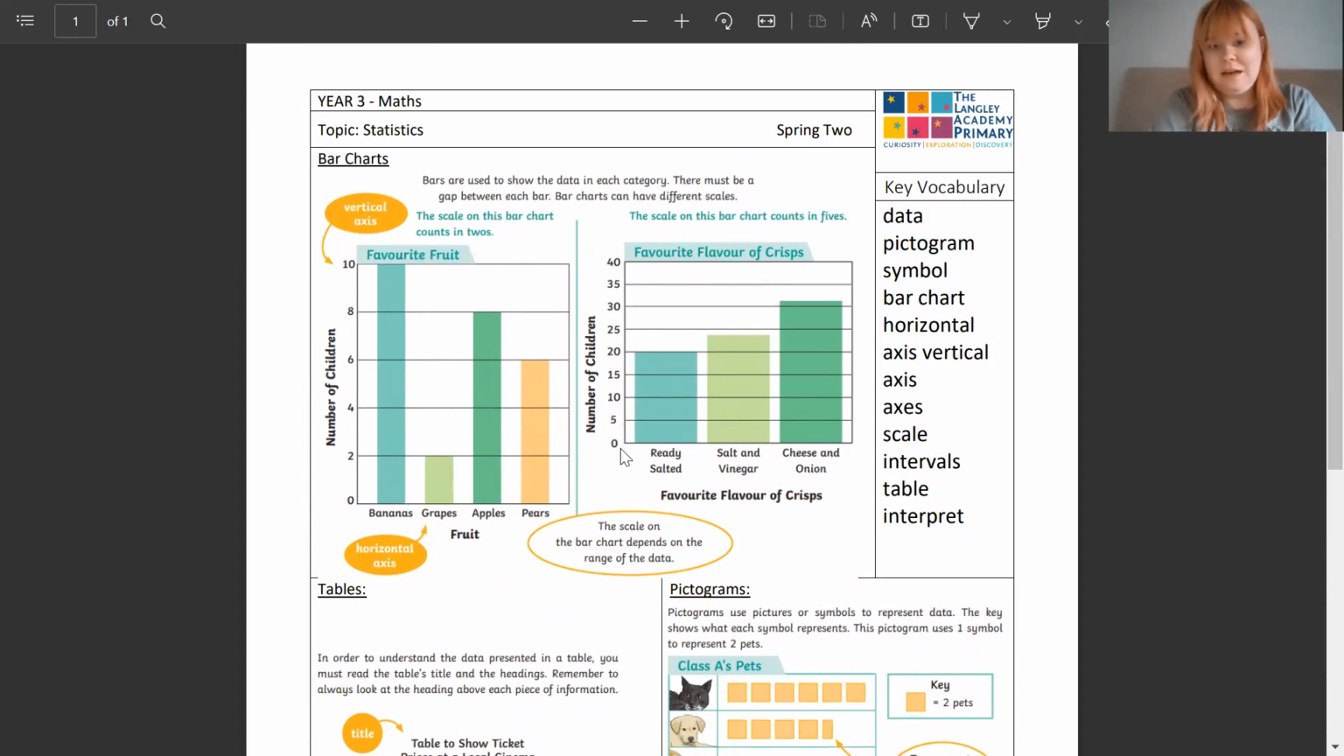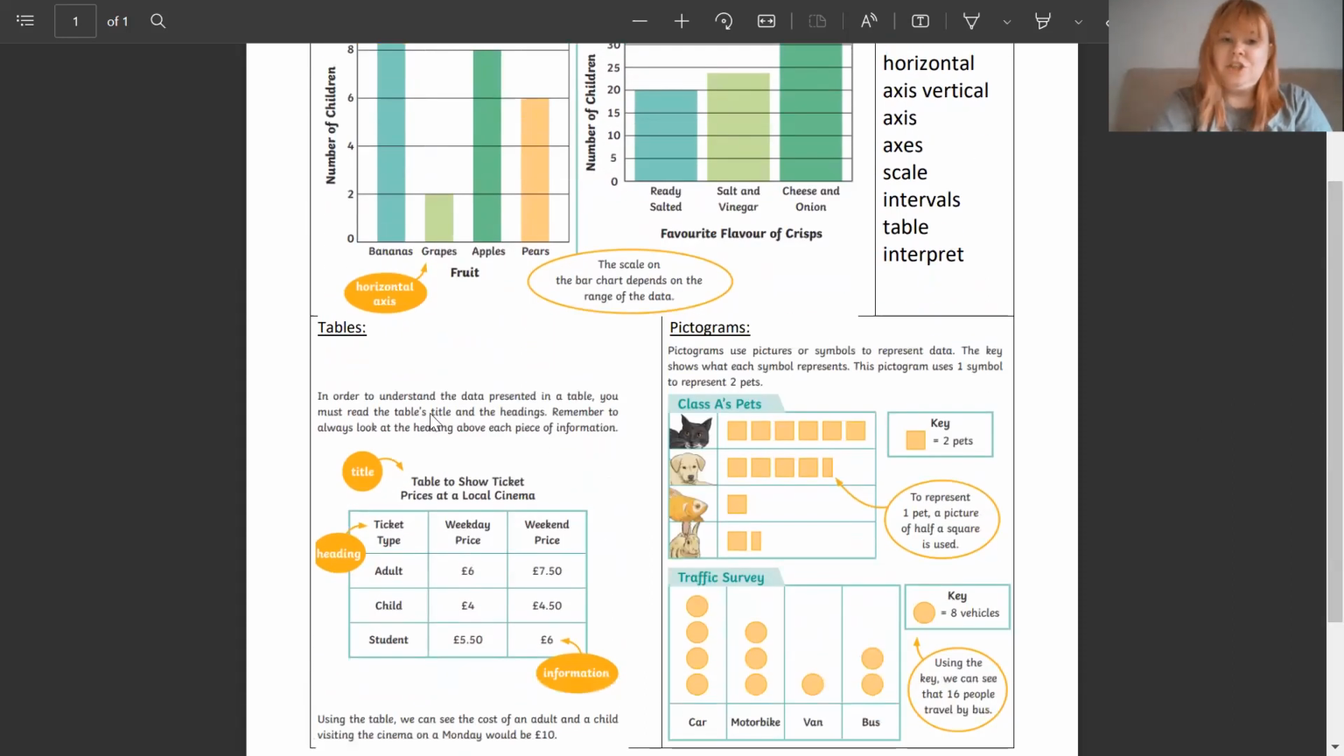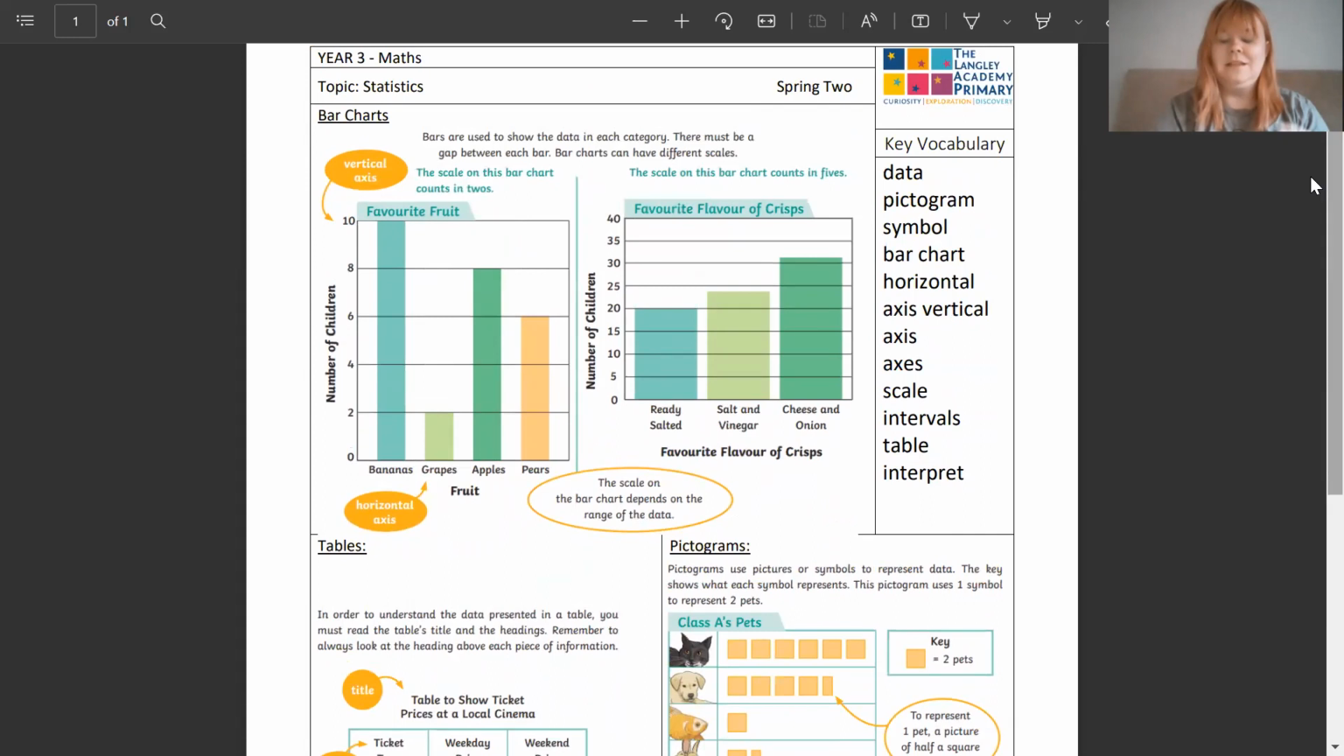So here, the scale is intervals of 5, intervals of 2s, you can have intervals of 10s. It all depends on your data. Then we've got our tables. Our tables can be shown like this or as tally charts as well. And interpret is how we look at the data and what we can tell from reading it.